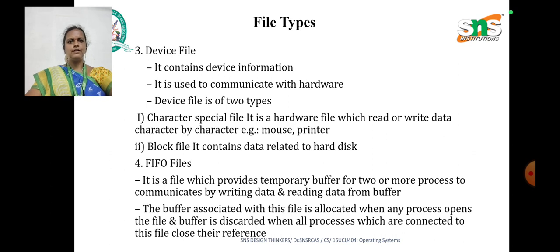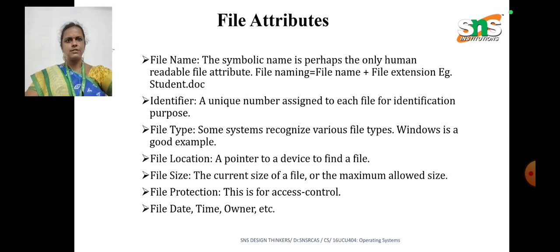And the fourth one is FIFO file, that is first in first out file. It is a file which provides a temporary buffer for two or more processes to communicate by writing data to and reading data from the buffer. The buffer associated with this file is allocated when any process opens the file, and the buffer is discarded when all the processes which are connected to this file close their reference.